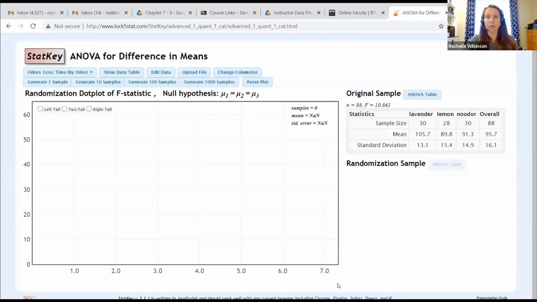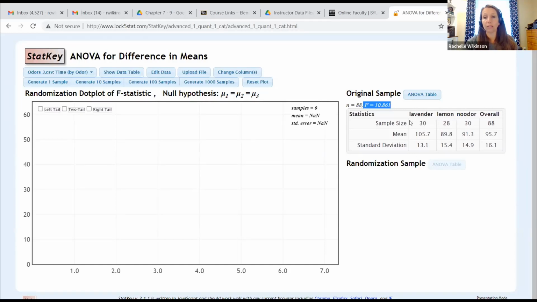And just like with the chi-square, we're not going to be doing any randomization things with the ANOVA test. So you can ignore the big graph and all this stuff over here. You're not going to press generate anything. In fact, once you've uploaded the data, you're done. If you look over here under original sample, look at that. It gives you the F statistic just that easily. Pretty handy dandy. It also gives you summary statistics for the original sample.